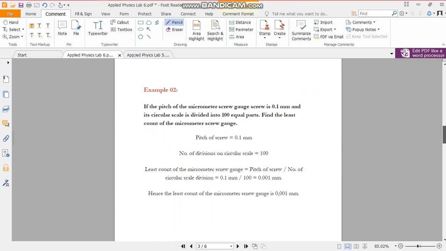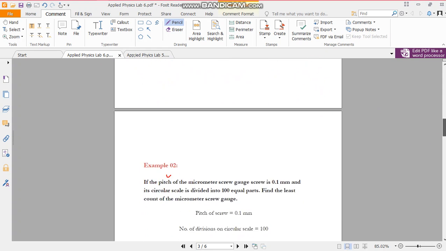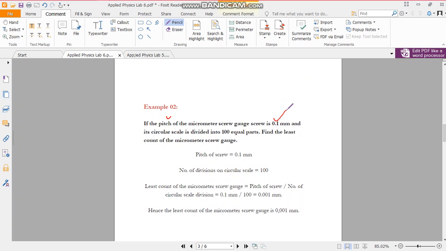Now let's move to example 2. If the pitch of the micrometer screw gauge is 0.1 mm and its circular scale is divided into 100 equal parts, find the least count of the screw gauge. Pitch is already given here. What we learned is that to find the least count, we need the pitch and the number of circular divisions. In the previous numerical we had to find the pitch, but here they already give the pitch, 0.1 mm, and the circular scale is divided into 100 equal parts. So 100 is also given, the number of divisions of the circular scale.